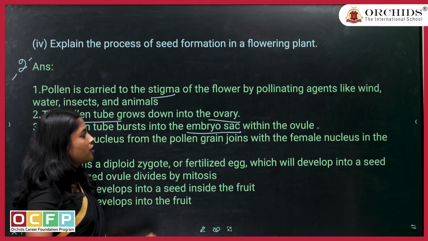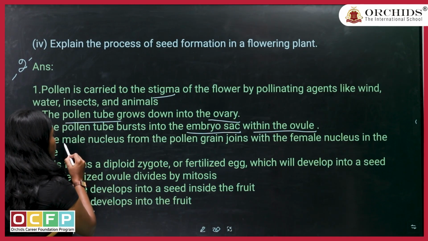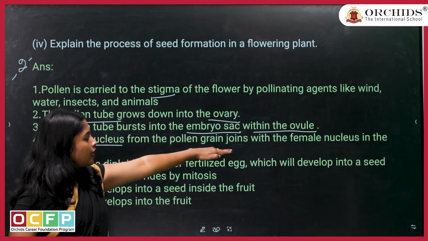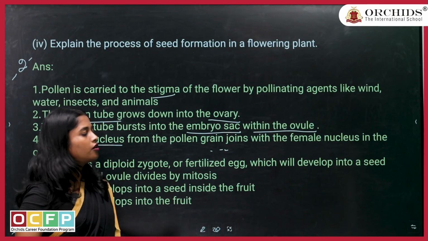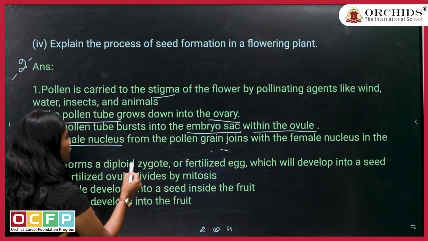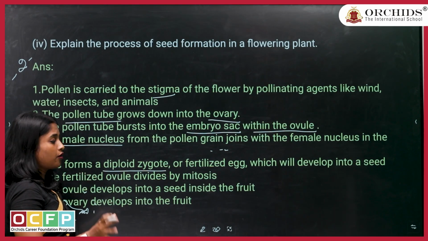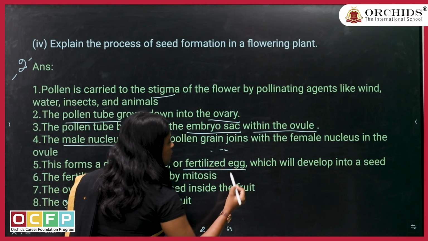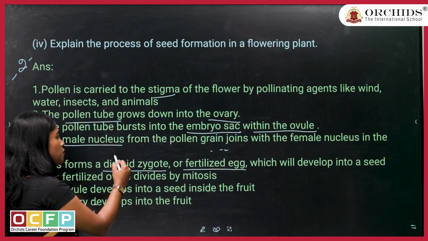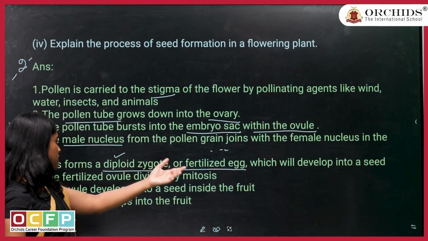Then it enters the ovule part. The male nucleus, that is the nucleus of the pollen grain, joins with the female nucleus in the ovule. This forms a diploid zygote. Diploid means a complete zygote will be formed, and it is also called a fertilized egg. A complete number of chromosomes will be there. That's why we call it diploid, which will develop into a seed further.